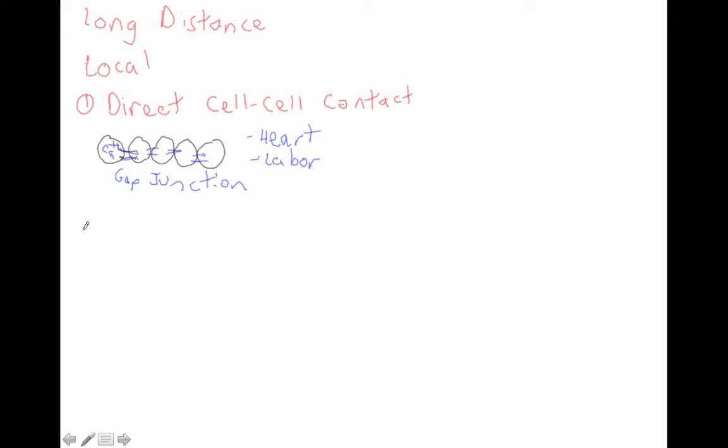Okay, that was direct cell-to-cell contact, and the example was a heart. Now let's look at this next example. Okay, this second one then is called cell-to-cell recognition, which is a little different, because in this one, there's no sharing of the cytoplasm. They're not directly connected in that way. They recognize each other, cell-to-cell recognition.